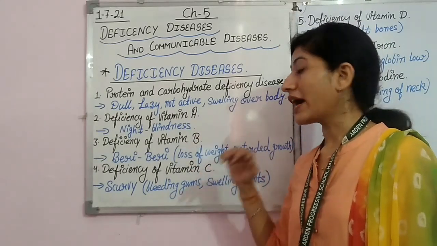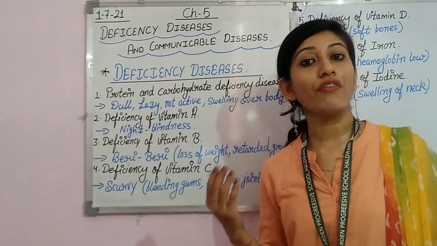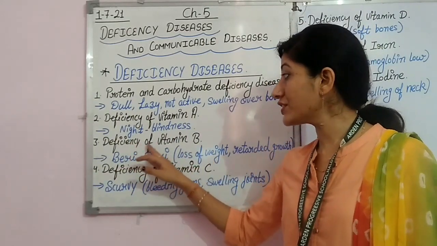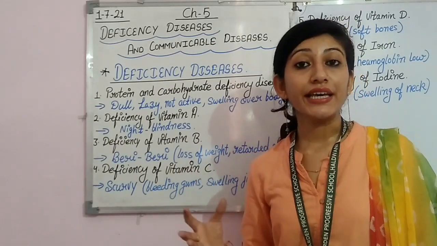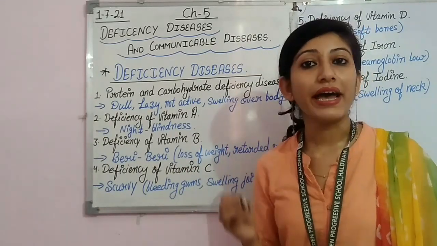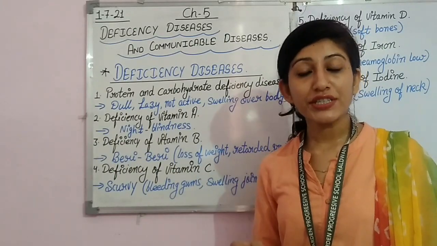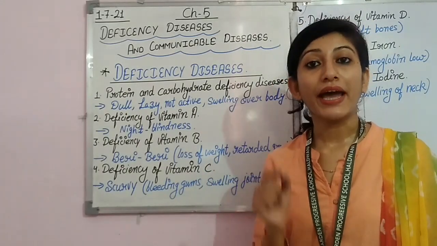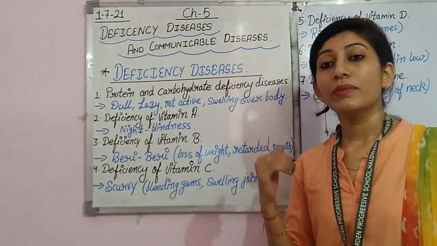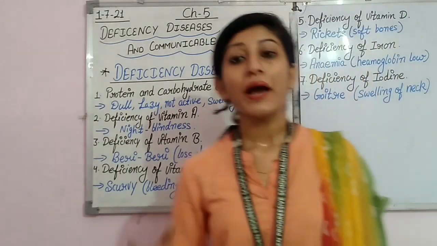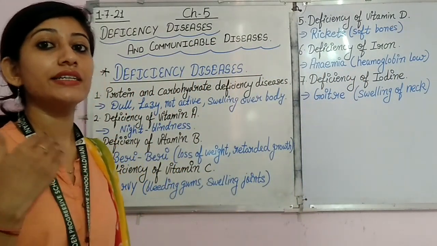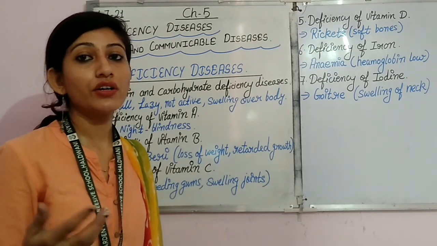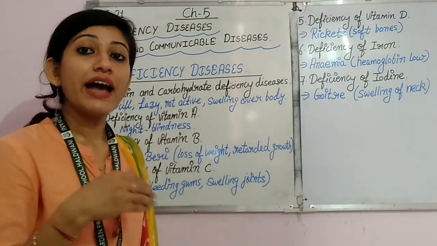Then we have another deficiency disease that occurs due to the deficiency of vitamin B. Deficiency of vitamin B causes a disease in the human body called beriberi. Now what is this beriberi? It is a type of disease in which a person loses weight and growth is retarded. Retarded means it is not as it should be.